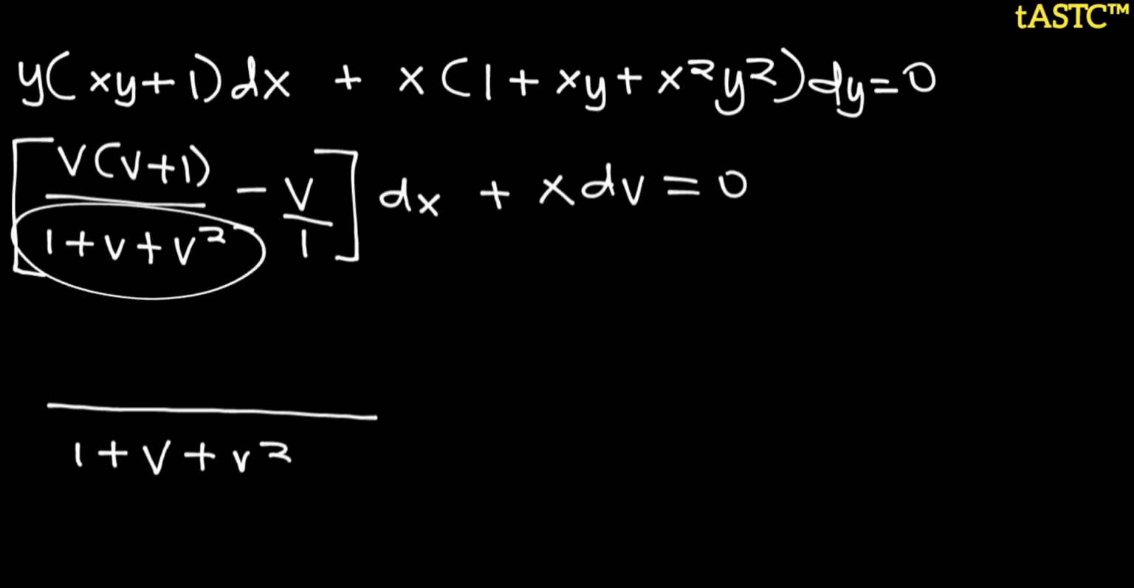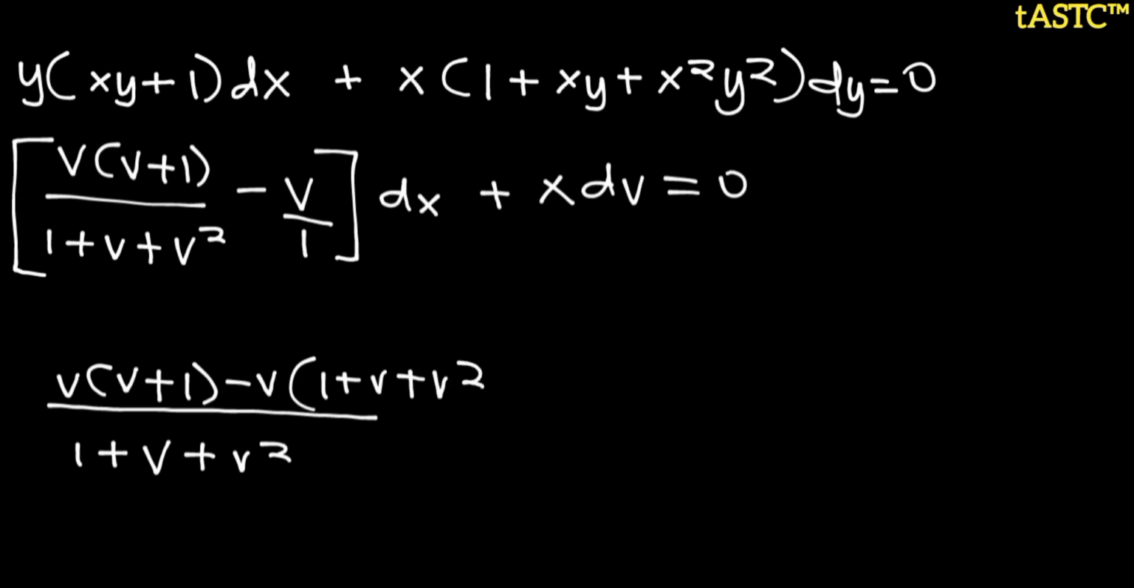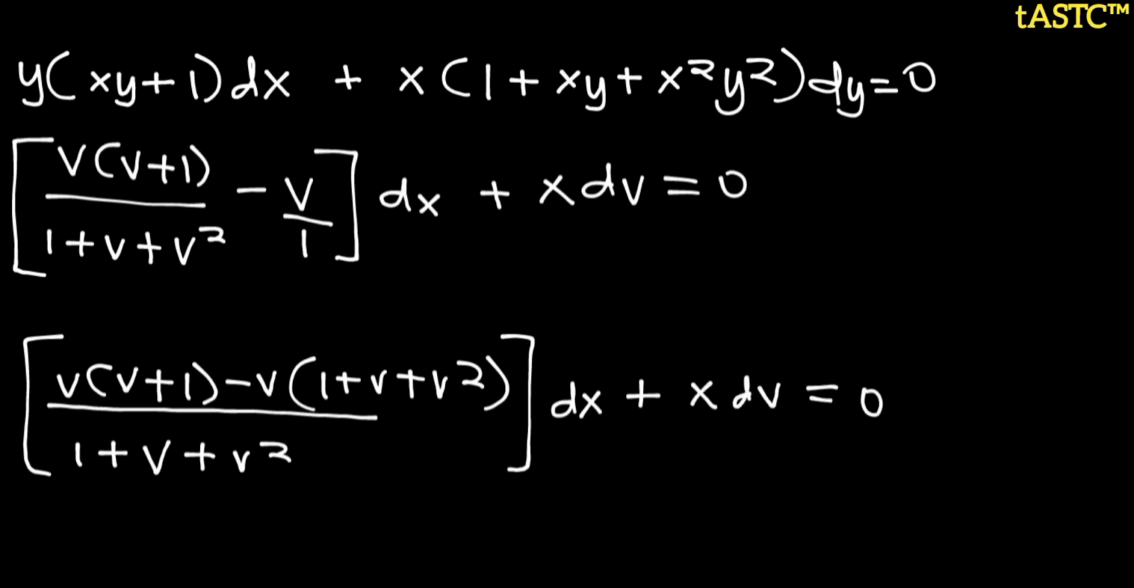Now if you took this and divided it into this stuff, you're going to have a 1. So this should be a v multiplied by v plus 1. And here you're going to have a 1 into this stuff, which is basically going to give you the same stuff. And we're going to use that to multiply with the v. So that is going to be a negative v multiplied by 1 plus v plus a v squared. And here you have a dx. So I'm going to write the dx here. And this is x dv. This is equal to 0.